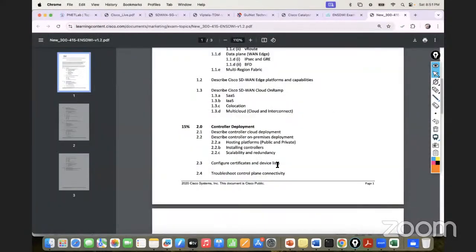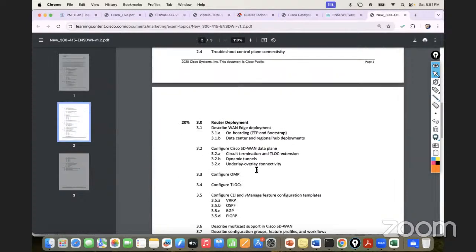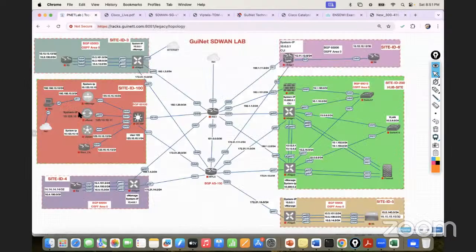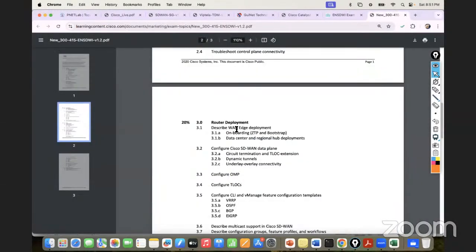Okay. Then we also have to understand how troubleshooting is going to happen for the control plane, right? Underlay connectivity. Once we're done with this controller deployment, and once we understand the underlay and overlay connectivity, how the routing is going to be built, and the static, BGP, MPLS circuit is activated, then we'll discuss router deployment, where we'll discuss the WAN onboarding process, what the JTP process is, and what the bootstrap process is, for data center and regional hub deployment, right?